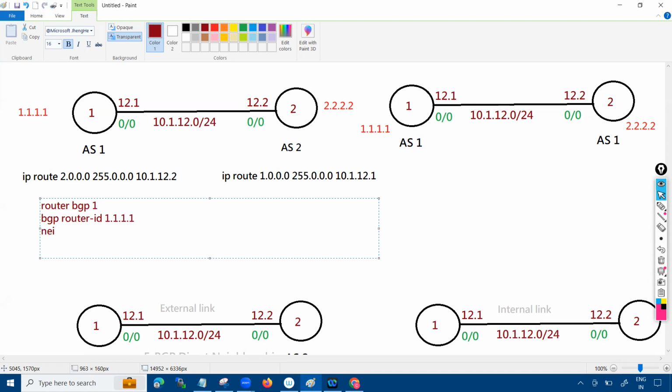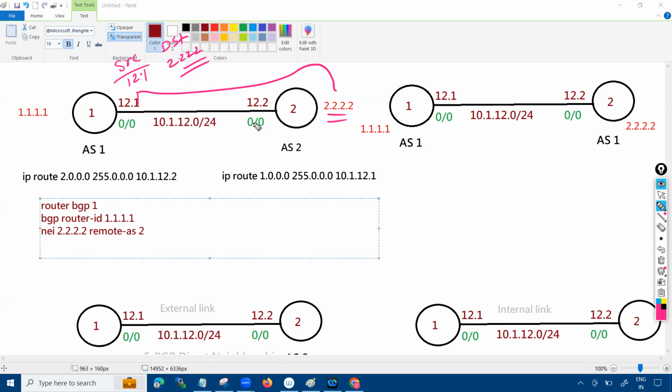And neighbor will be what? Now I'm forming the neighborship to 2.2.2.2. Try to understand, I'm forming the neighborship from router 1 to 2. If I just put the command neighbor 2.2.2.2 remote-as 2, then what happens? My source interface will be my 12.1, and destination will be 2.12. Am I forming the neighborship between this guy and this guy?